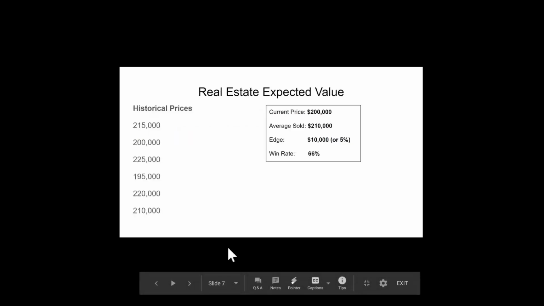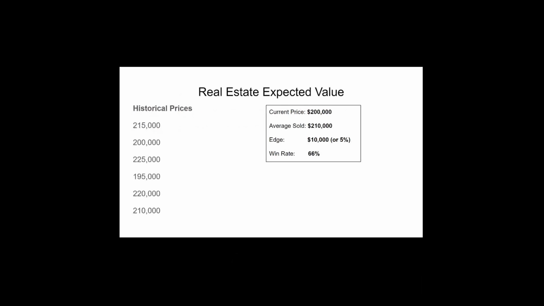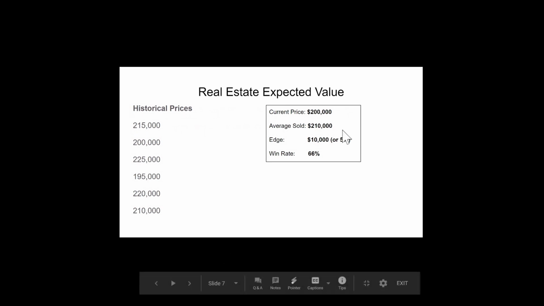So now I want to go into valuation and how to value or create an estimated value for an option. And first, I want to create an analogy. Let's say you're trying to invest in a piece of real estate, a house, and this house was for sale for $200,000. Well, are you getting a good deal? Are you getting a bad deal?